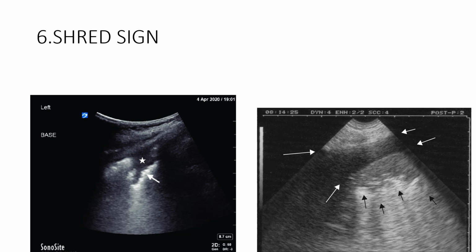Next is the shred sign. This sign is seen in consolidation, where there is a defect in the normal pleural line below the consolidation. So this pleural line is not normal. It's seen as shredded. So this is known as the shred sign. This is seen in consolidation.